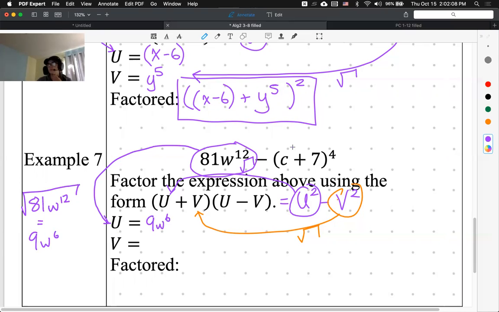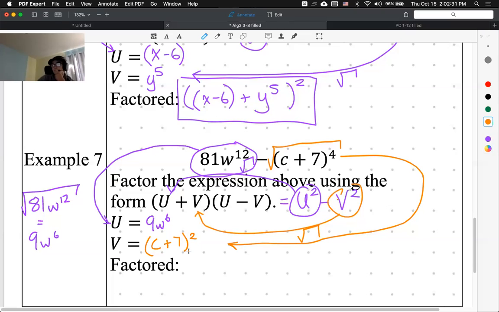And the same operation for this c plus 7 to the power of 4. I need to square root it. Who can do that for us? Jose? It would be, yeah, so it's still the same thing, c plus 7, but instead of to the power of 4, it's to the power of 2. We're done. We did all the heavy lifting. Just plug it back into that form.